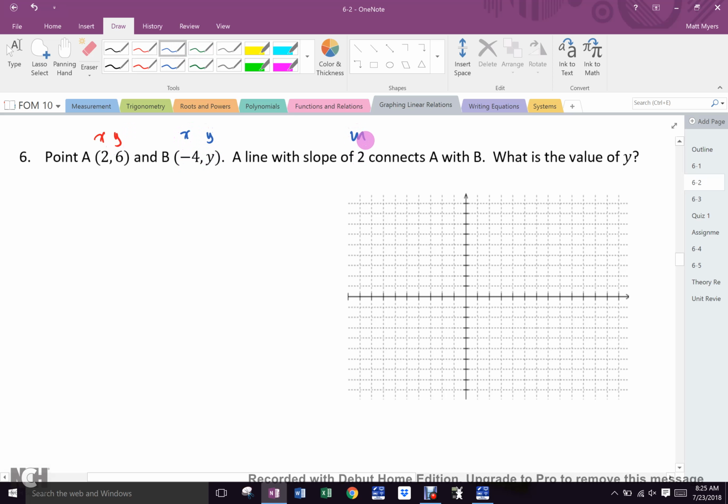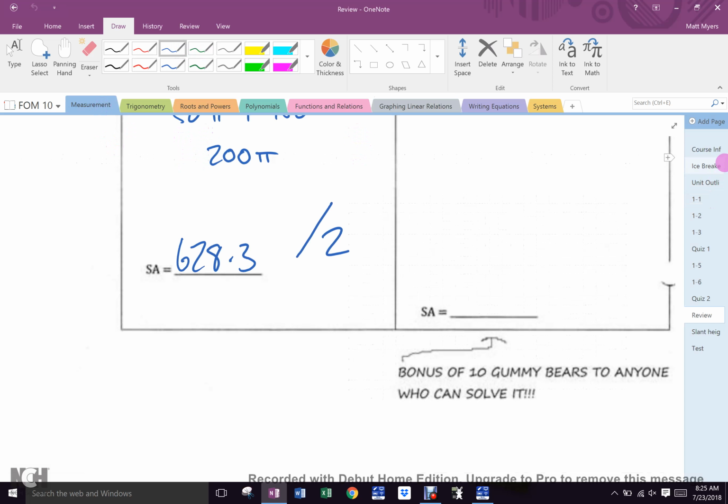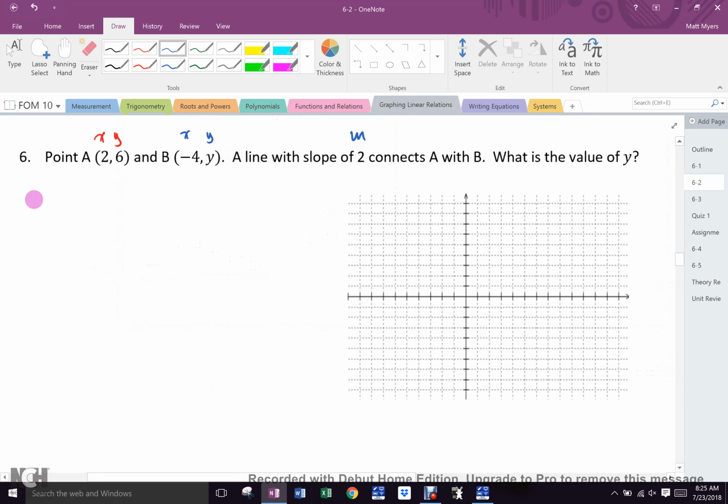M. Now, if you look on your data booklet, which you don't have in front of you, but I will remind you of what it looks like. If you look on your data booklet, where the heck is it? Where's your data booklet? Anyway, on your data booklet, you will see M equals y2 minus y1 over x2 minus x1.